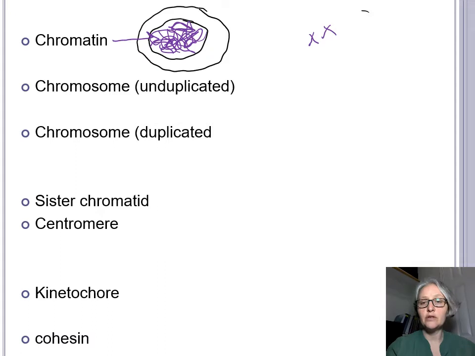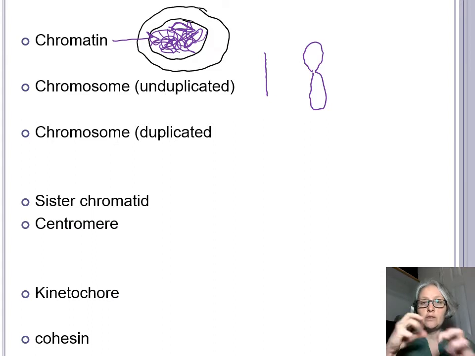Let me erase to give ourselves just a little bit more room to draw. An unduplicated chromosome is often drawn as a single line, or sometimes you'll see it drawn like this. That's an unduplicated chromosome. So this is a piece of DNA and protein that's tightly coiled together. When cells get ready to go through division, they're going to take their chromosomes and they're going to make copies of that information. When they do that, we end up with these things called duplicated chromosomes.